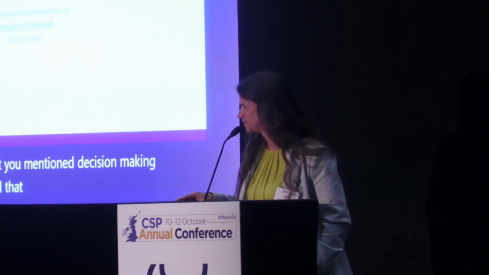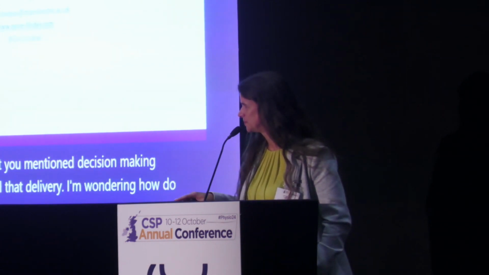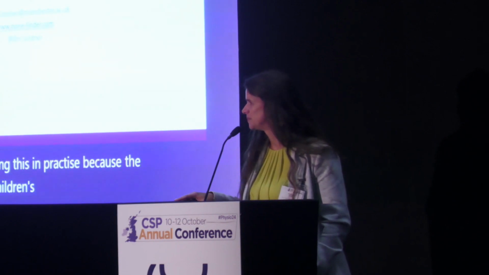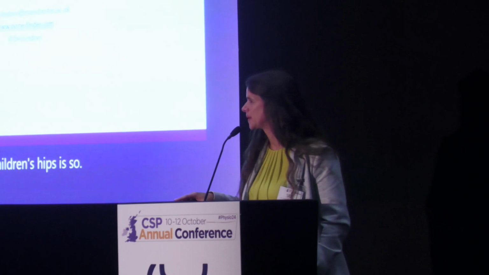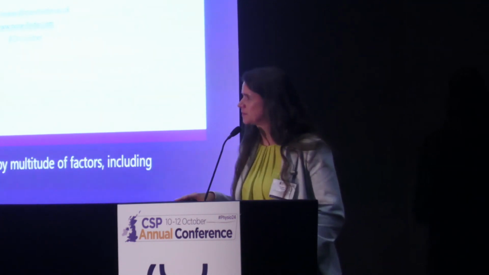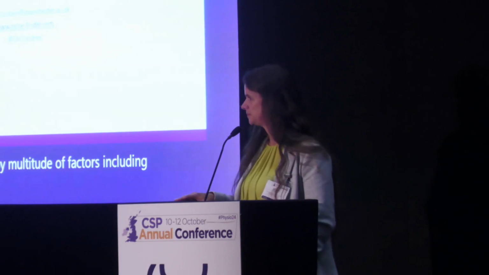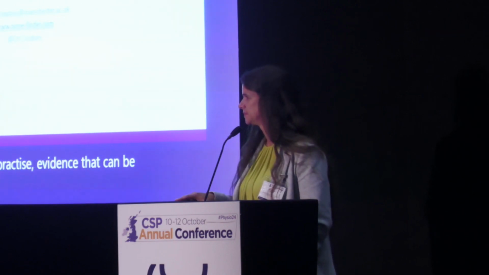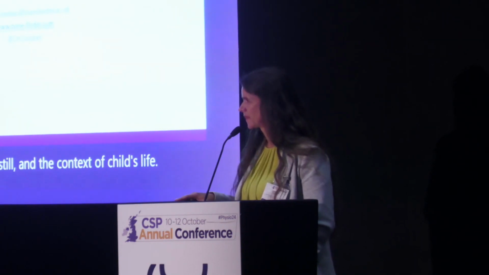I'm wondering, how do you envisage implementing this in practice? Because the decision making about children's hips is so complex and it's driven by a multitude of factors, including surgeons' philosophy of practice, evidence that can sometimes still be contradictory, and the context of the child's life. How does the AI sit with that complexity?